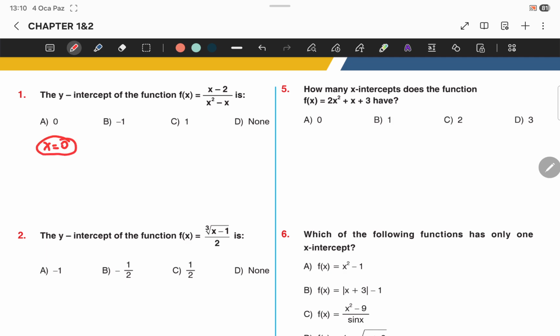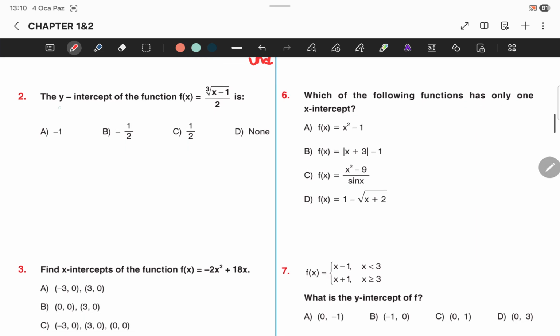This is the first. Let me replace. If I replace x with 0, 0 minus 2 over 0 squared minus 0. As a result, negative 2 over 0. Guys, negative 2 over 0 is an undefined case because the denominator can't be 0. Since I have undefined, my answer will be none. It does not exist.